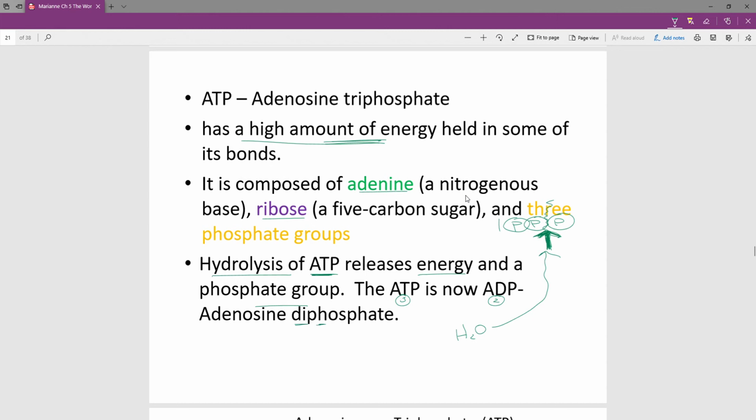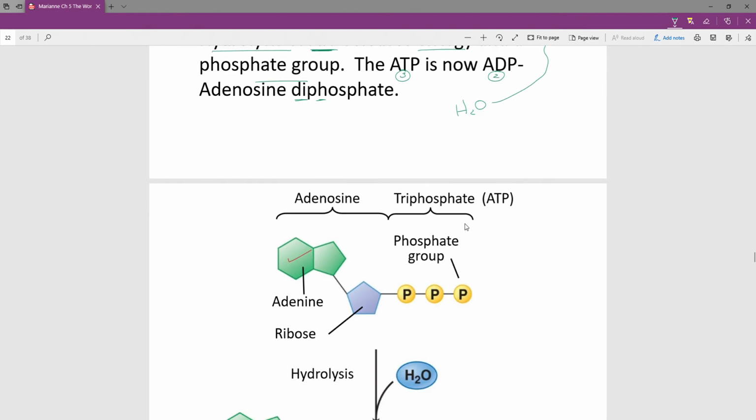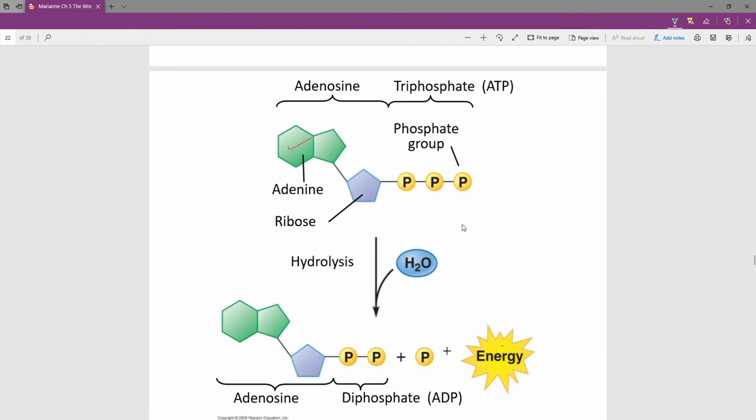So let's take a look at a picture here, that idea of what ATP is and how it goes to ADP. So we have adenosine as the nitrogenous base. We have the 5-carbon sugar ribose, and then the 3 phosphate groups.